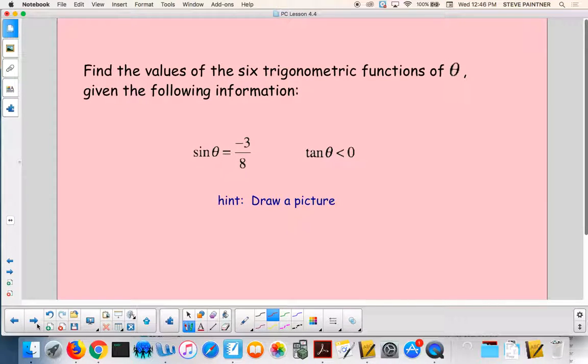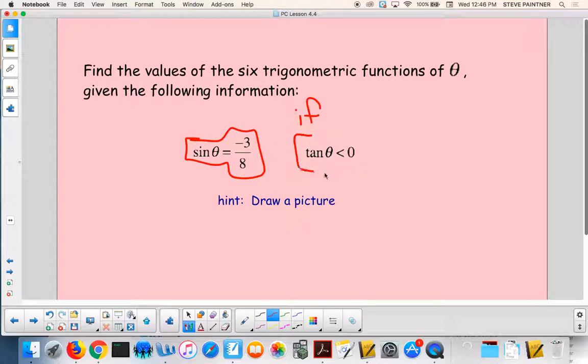Okay, next. It's almost the same problem. Find the values of the 6 trig functions of theta given the following information. Here they actually give you sine of theta. Sine of theta is -3/8. But then they say there's a restriction.